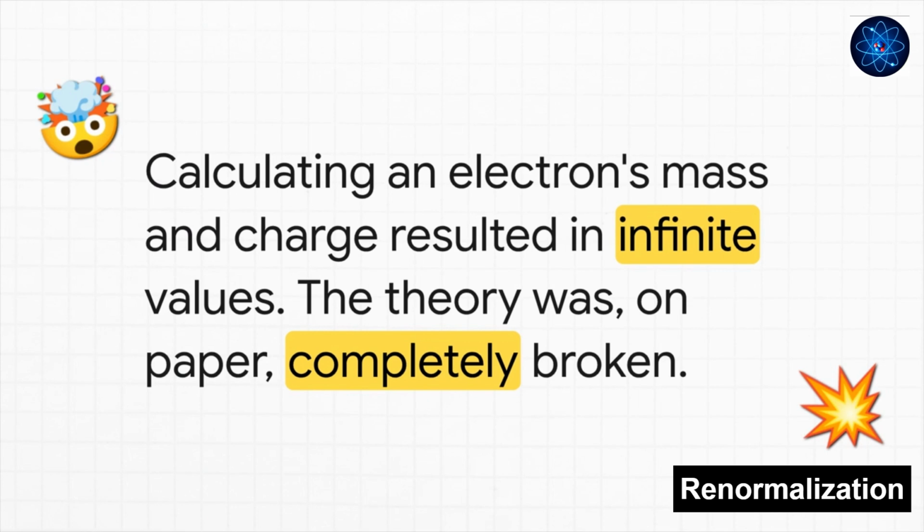And you really have to stop and appreciate just how absurd this problem was. Physicists were trying to calculate the most fundamental properties of a single electron, its mass, its charge, and their best, most beautiful equations just kept spitting out infinity. I don't mean a huge number, I mean literally infinity. This wasn't some minor rounding error. It meant the theory, for all intents and purposes, was completely and utterly broken.